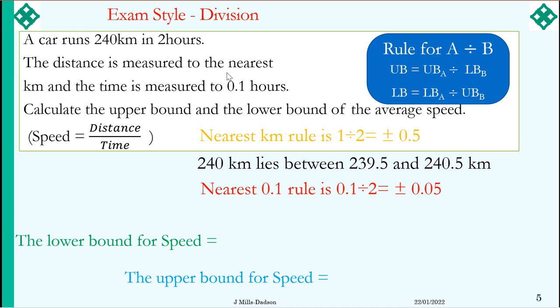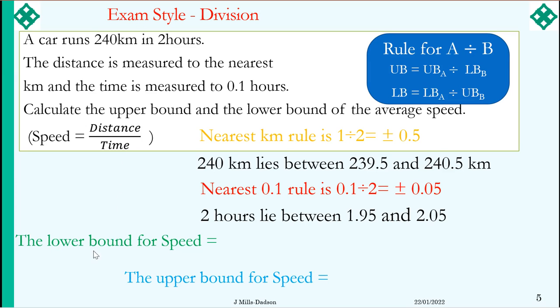Nearest 0.1 hours. So you divide it by 2, so plus or minus 0.05. So let's create the upper and lower bounds for the time. So 2 hours is 1.95 and 2.05. Lower bound of the 2 hours time, upper bound of the 2 hours time. And we know it's distance divided by time.